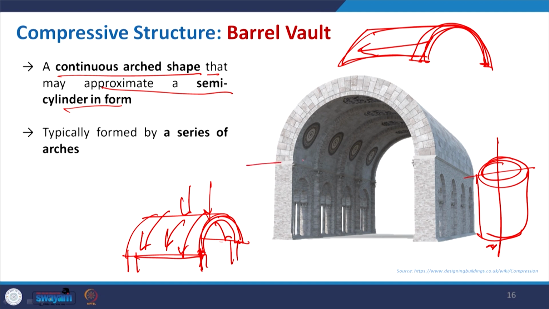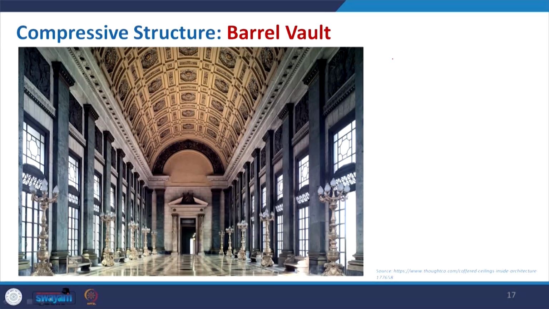So, we are talking about this semi cylinder supported by the wall, typically formed by a series of arches. Yes, definitely it is a continuous series of arches that is making this form, and it is a compressive structure in nature. Now, see how beautifully you can use that, and here also you can see some ornamentation, but looking at the point of construction, it is again supported by this particular beam and then this support.